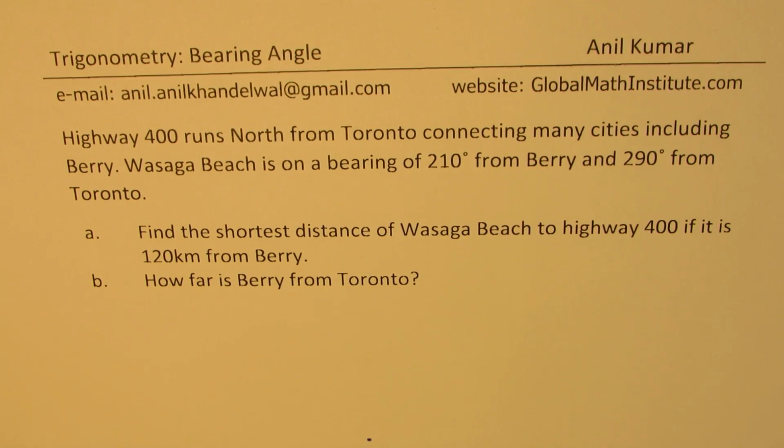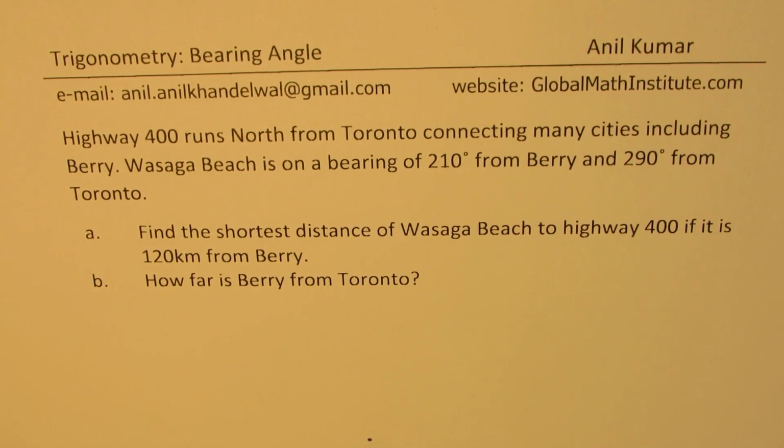We'll discuss an application question and understand the concept of bearing angles. The question here is, Highway 400 runs north from Toronto, connecting many cities, including Barrie. Wasaga Beach is on a bearing of 210 degrees from Barrie and 290 degrees from Toronto. There are two parts to this question. Part A is find the shortest distance of Wasaga Beach to the Highway 400 if it is 120 kilometers from Barrie. And B is how far is Barrie from Toronto?